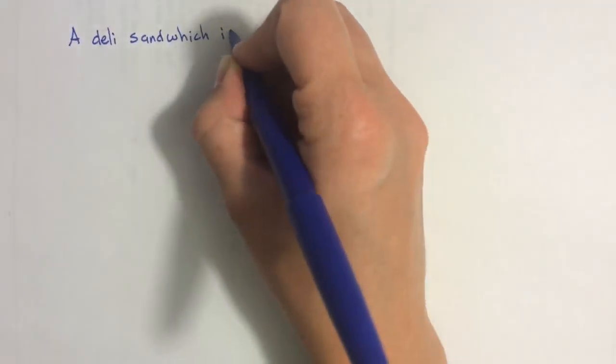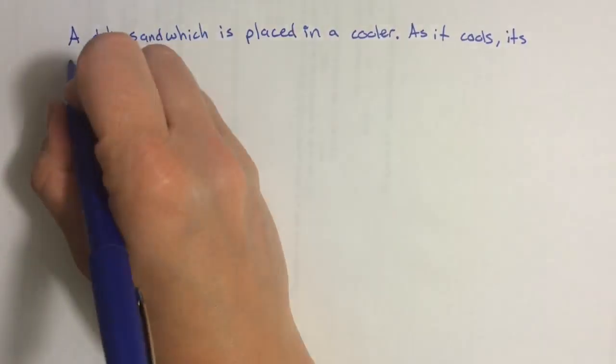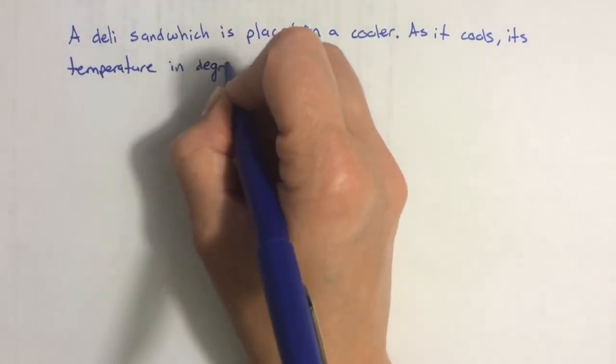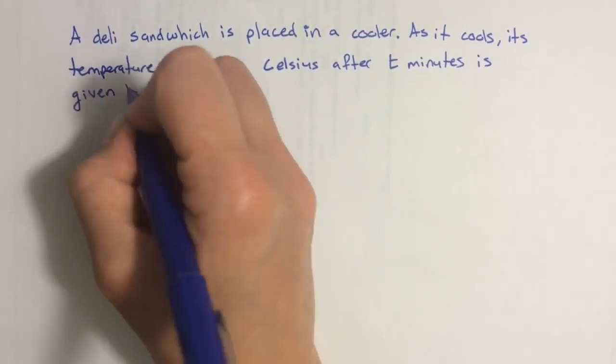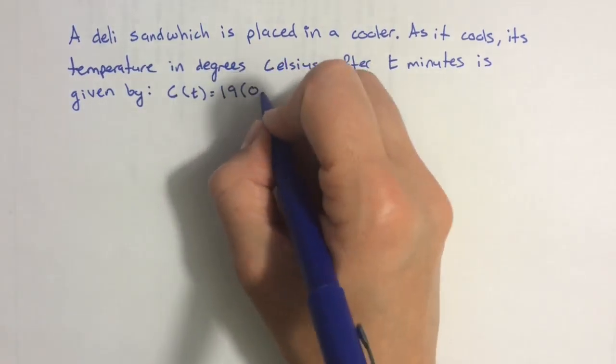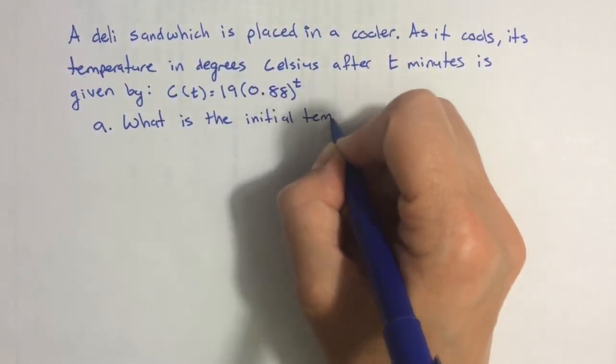So in this video, we're going to be analyzing an exponential model. This model is for a deli sandwich that's placed in a cooler, and as it cools, the temperature goes down. What we're going to do in this problem is find the initial temperature of the sandwich, figure out by what percent it's changing each minute, and then find out when the sandwich reaches a particular temperature.